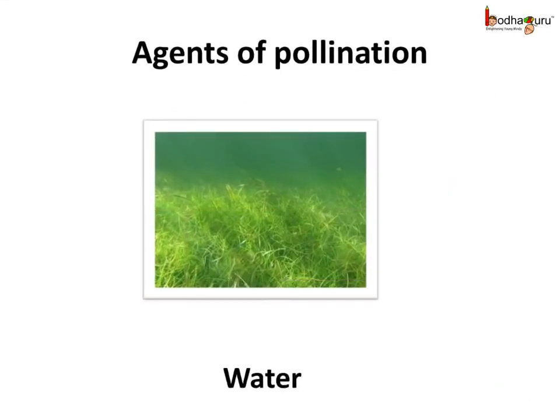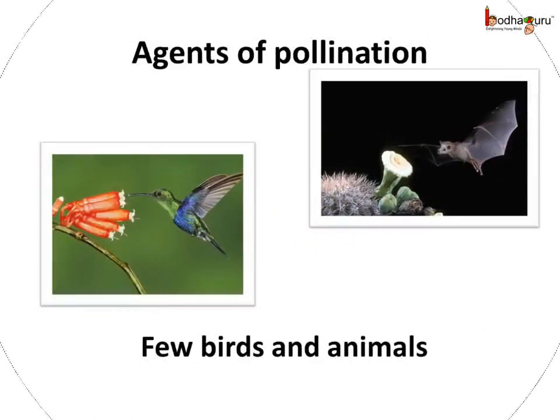In certain aquatic plants like the seagrass, the pollination is carried out by the water, as the water current slowly carries the pollen grains to the other flowers. You know, even few small birds like the sunbird or the hummingbirds, which have smaller beaks, pollinate the flowers. Few bats and rodents also pollinate the flowers.